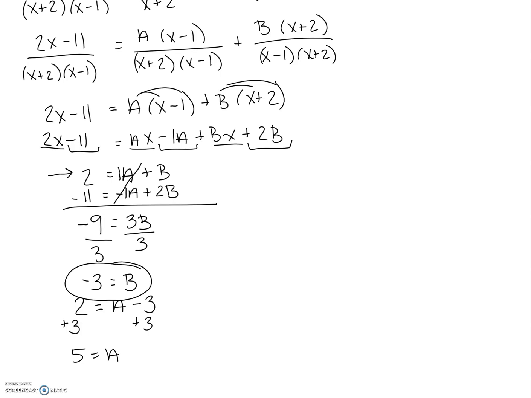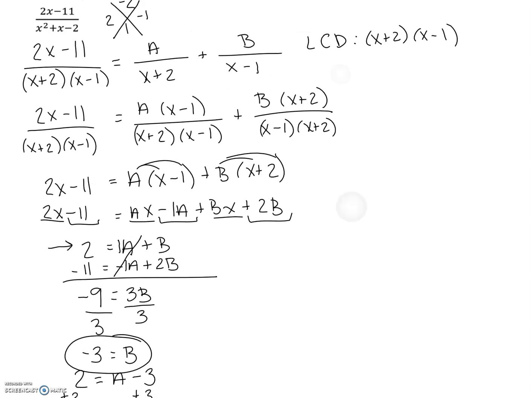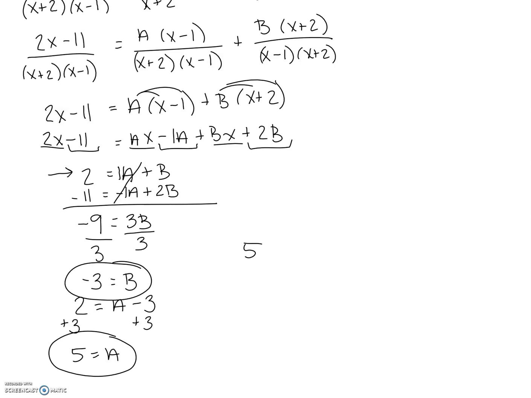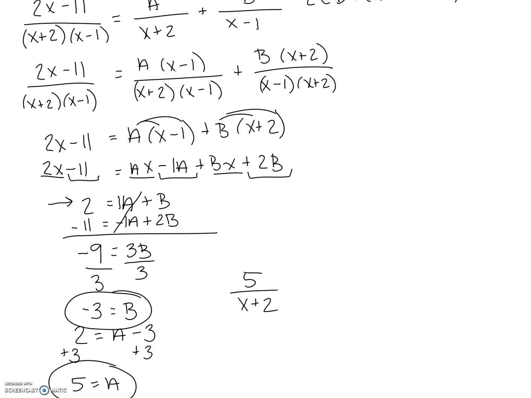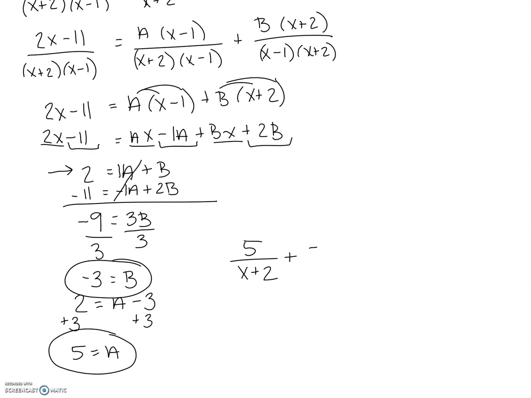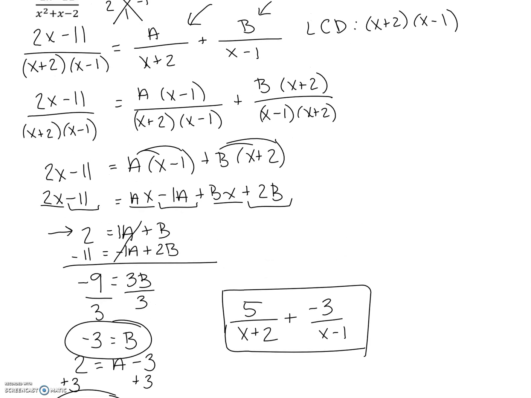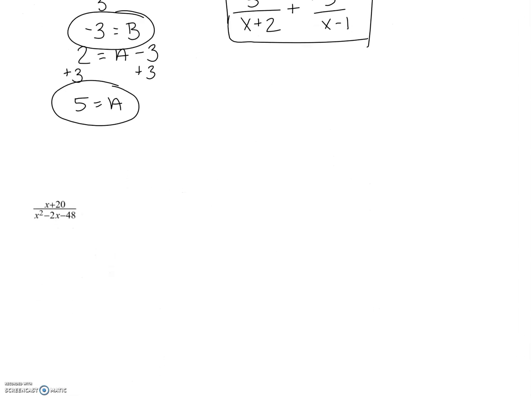So if I know that negative 3 equals b and 5 equals a, I can substitute those two values back into these two fractions. So instead of a over x plus 2, I'm going to say that one of the fractions was 5 over x plus 2. And instead of b over x minus 1, I'm going to say it was negative 3 over x minus 1. And those are the two fractions that I decomposed, and when I add them together, I should get the 2x minus 11. Let's practice with another one.